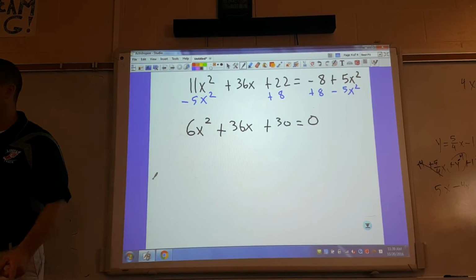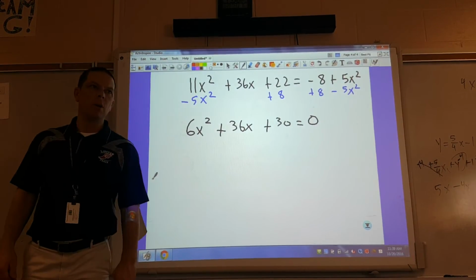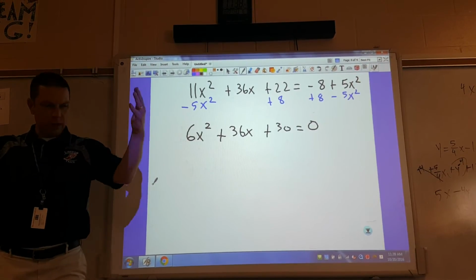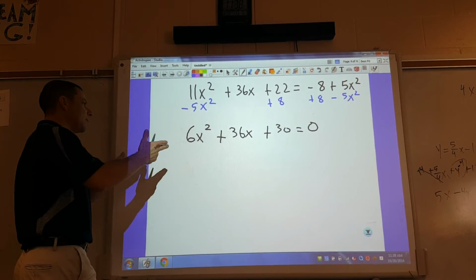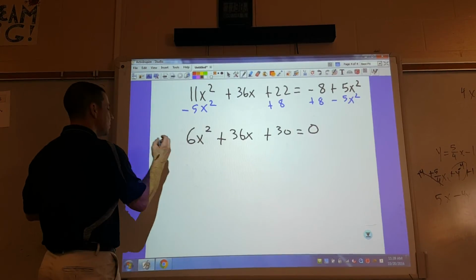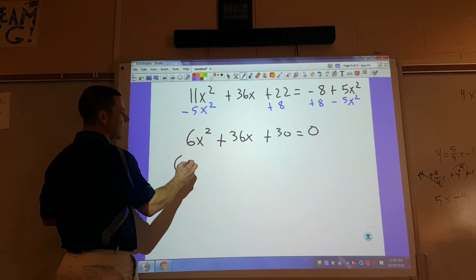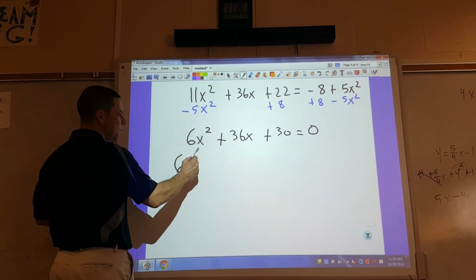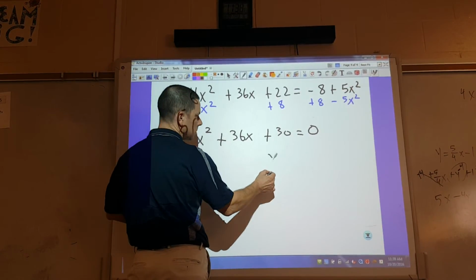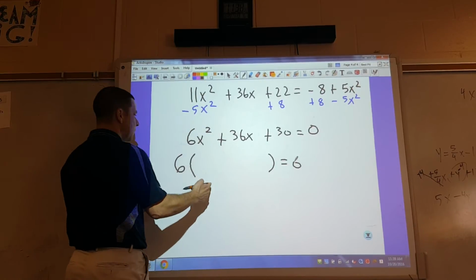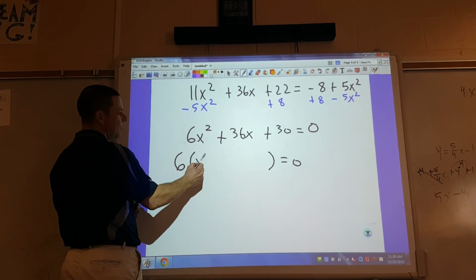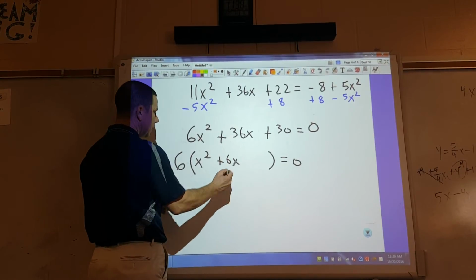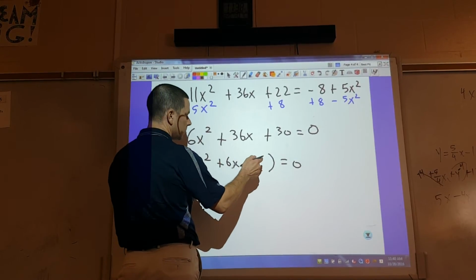All right, we're solving by factoring still. So remember, the first thing we always look for when we're factoring is a greatest common factor. There is a greatest common factor here, and it is 6. So we'll factor out a 6. No x on this last term, so we can't factor out a variable. So we have 6. 6 times what is 6x squared? X squared. 6 times what is 36x? 6x.